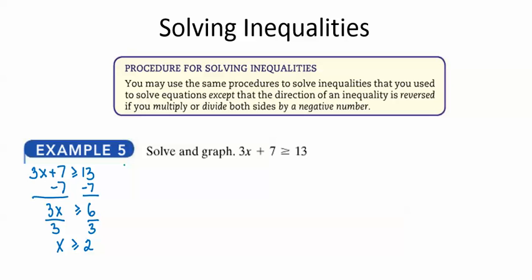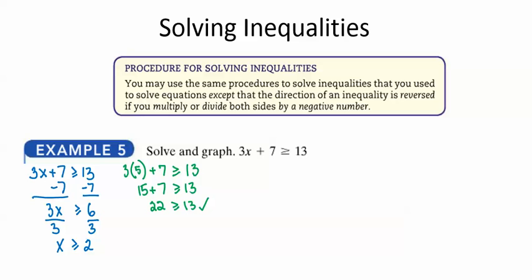Well, when I substitute 5 for x, multiply by 3, and add 7, do I get a value that's greater than or equal to 13? 5 times 3 is 15, plus 7, that's 22, and that is indeed greater than or equal to 13. And so we can see that 5 is part of the solution set to the inequality 3x plus 7 must be greater than or equal to 13.